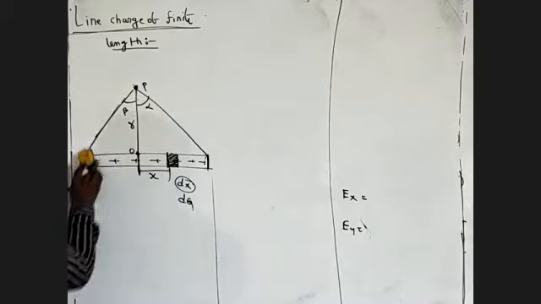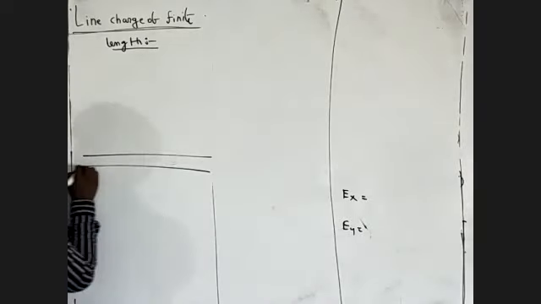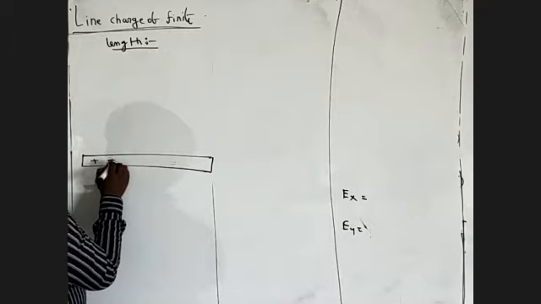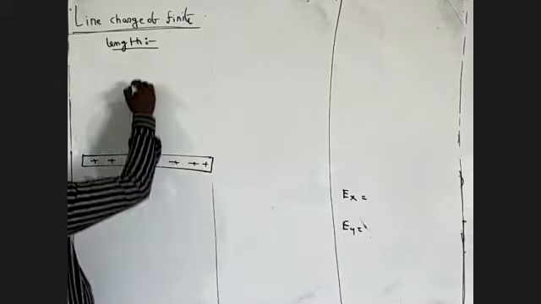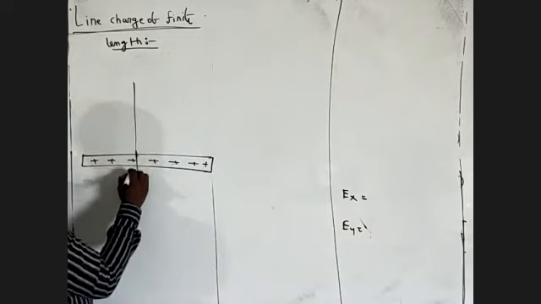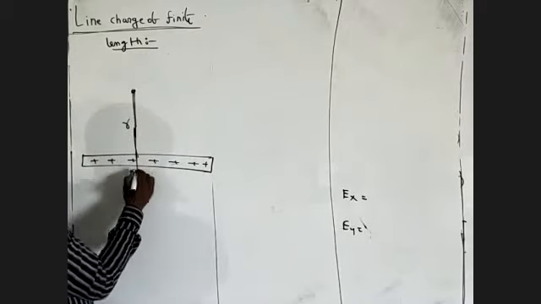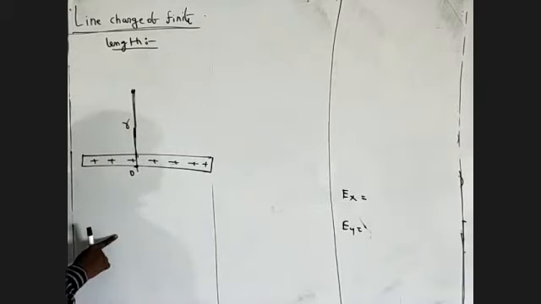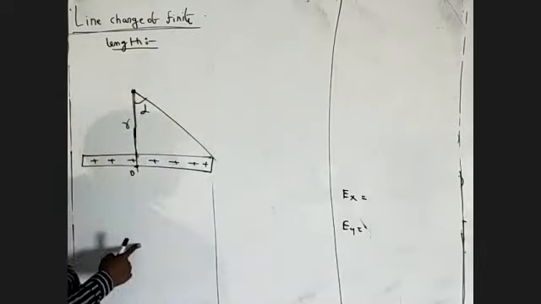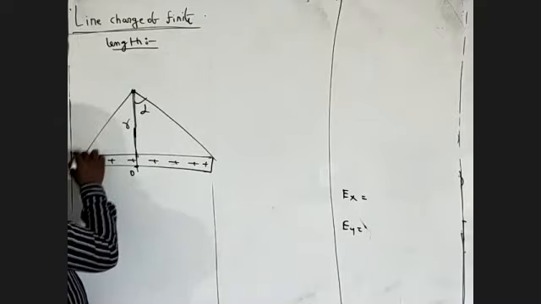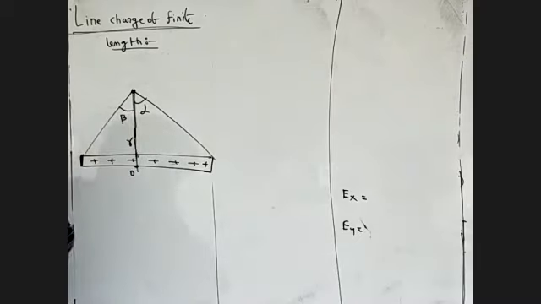This is a rod having positive charge. This center point we are taking is the origin point. The distance from the origin to the point P is r. This is one end of the rod; from here to here is the angle alpha. And this is the other end of the rod; from here to here is the angle beta.